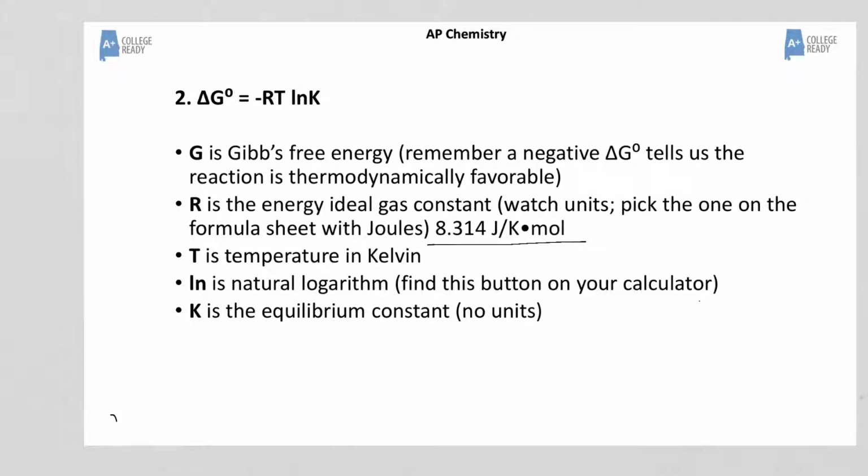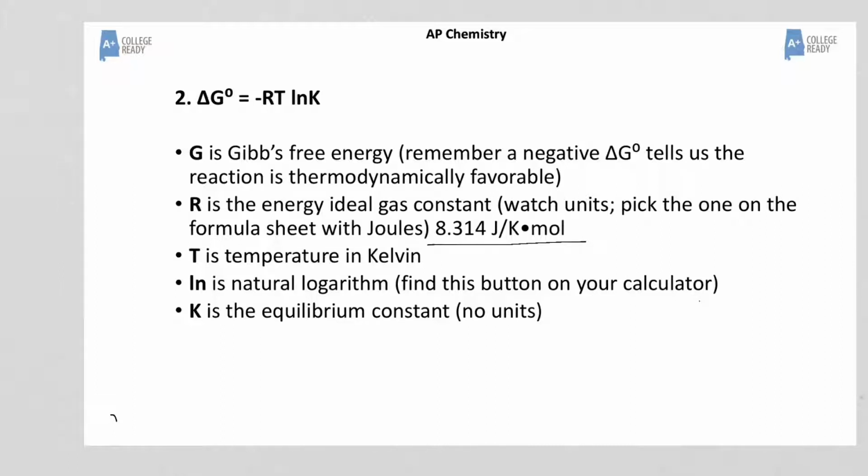T is temperature, just like so. This RT is the same RT from PV equals nRT with the different R value. ln is natural logarithm. This is a button on your calculator. In my calculator, it's right below the logarithm button. It says ln, and just as log is base 10, ln is not base 10. It's just based on something slightly different. And then K is the equilibrium constant, which again, as we said, has no units.